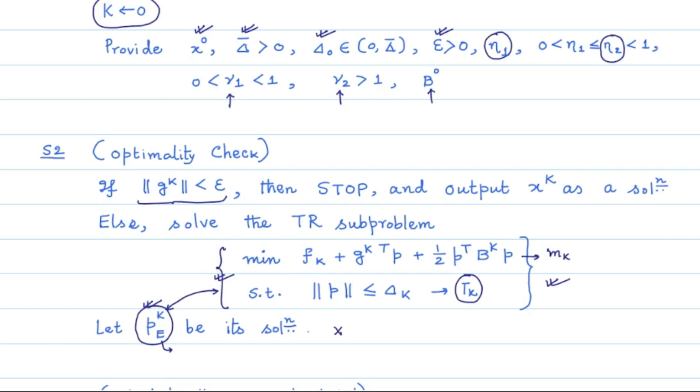But you notice that this subproblem is a very special kind of subproblem. This is a minimization of a quadratic function, which is certainly a continuous function, subject to a compact constraint.